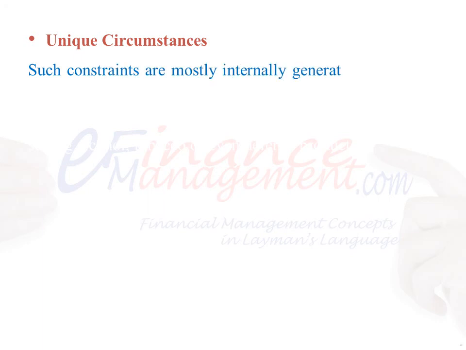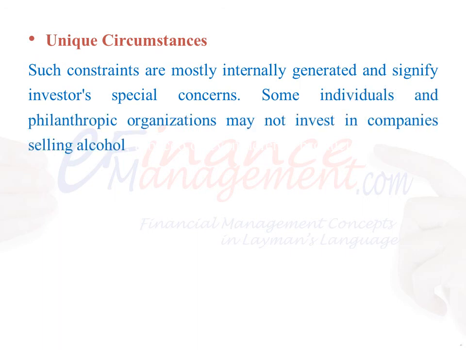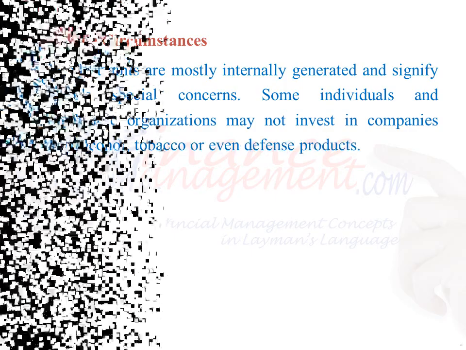Unique circumstances. Such constraints are mostly internally generated and signify investors' special concerns. Some individuals and philanthropic organizations may not invest in companies selling alcohol, tobacco, or even defense products.